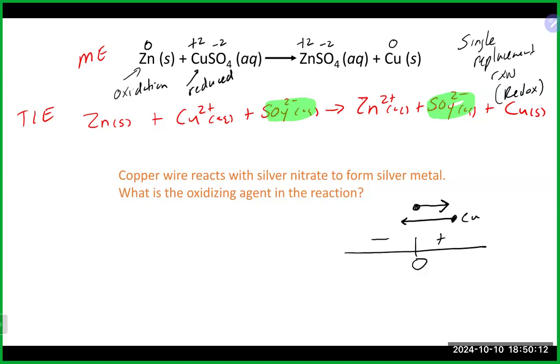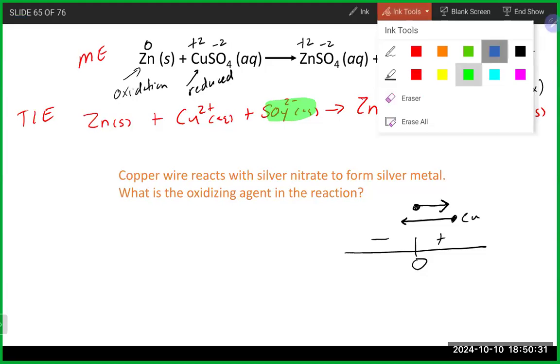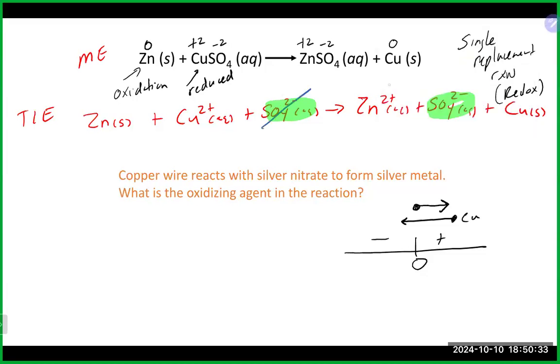The zinc on the left has no charge. It's not an ion. It's just an element. On the right-hand side, that has a charge. So they are not the same, and they cannot be spectator ions. Same thing with the copper. They do not have charges on both sides. That means that the only spectator ion that we have in this case is actually the sulfate.